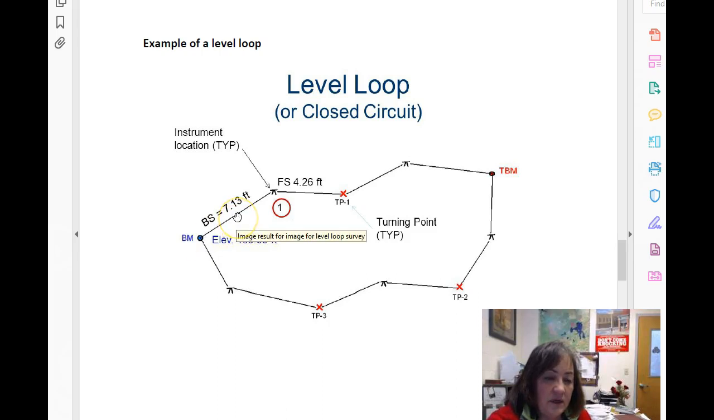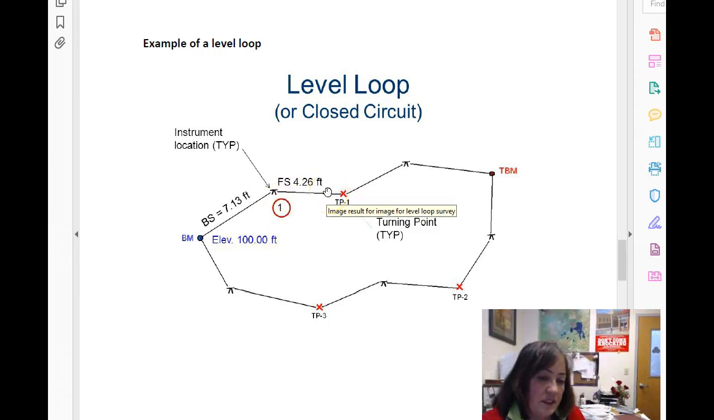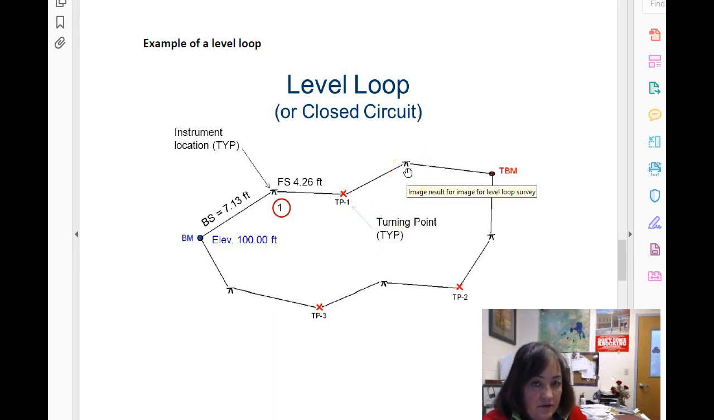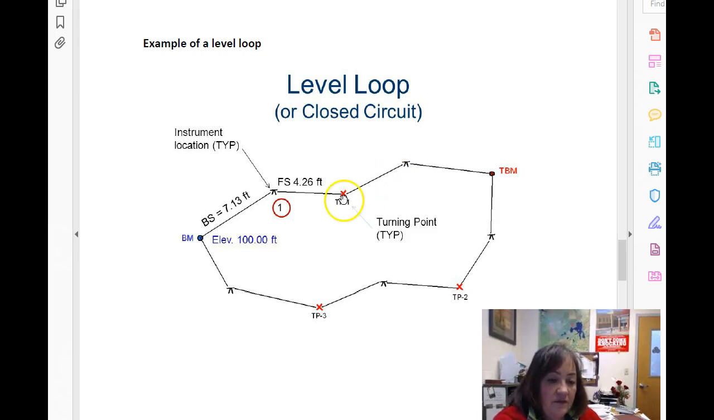they backsight. They get a reading of 7.13. They leave the instrument here, but they leapfrog the Philly rod over here to temporary point 1, and they take a reading. That would be the forward sight, and so they get a reading of 4.26. Now they leave the Philly rod here at TP1. They move the instrument, leapfrog fashion, to this point where they can visualize TP1 and TBM. And then they back sight to this, forward sight to this.